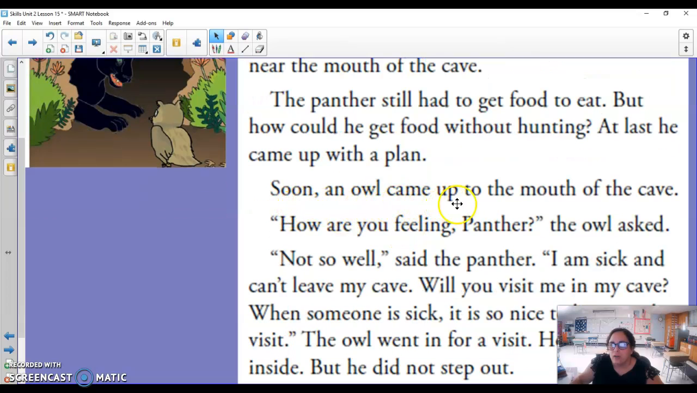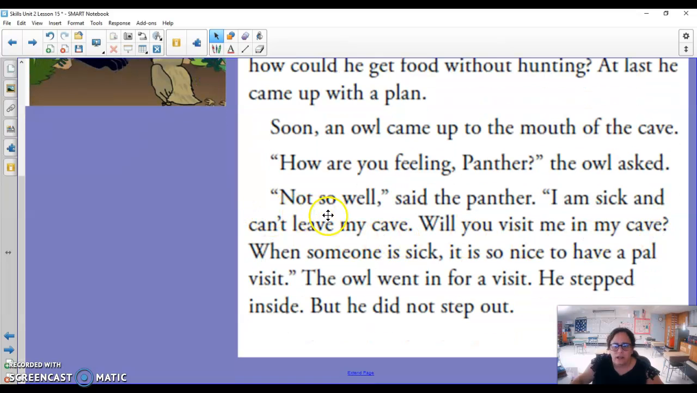"Soon an owl came up to the mouth of the cave. 'How are you feeling, Panther?' the owl asked. 'Not so well,' said the panther. 'I am sick and can't leave my cave. Will you visit me in my cave? When someone is sick, it is so nice to have a pal visit.' The owl went in for a visit. He stepped inside, but he did not step out."